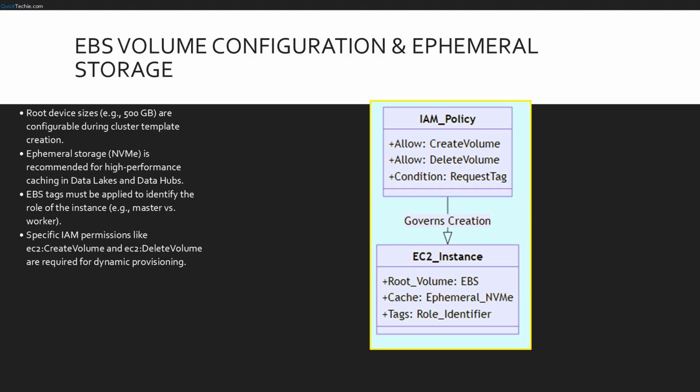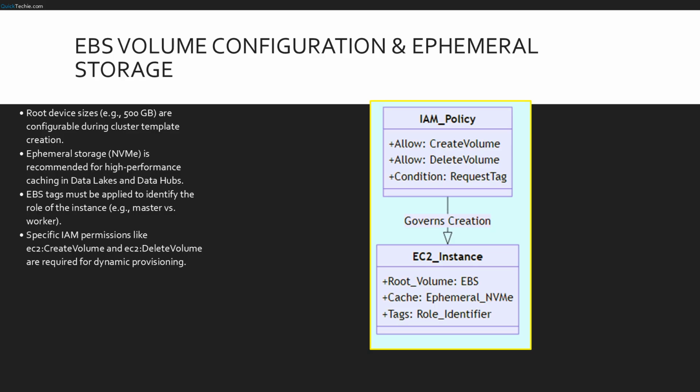Moving to the compute layer, let's discuss Elastic Block Store. When provisioning a cluster, you can specify the root volume size, often starting at 500 GB for production nodes, to ensure adequate space for OS operations. For workloads requiring high I/O, such as operational databases, you should provision instances with ephemeral NVMe storage for caching, rather than standard EBS. It is also vital to apply tags during provisioning to identify the instance roles, such as gateway or master nodes. Finally, your IAM policies must explicitly allow actions like ec2:CreateVolume and ec2:DeleteVolume, so the environment can dynamically provision and clean up storage as the cluster auto-scales.